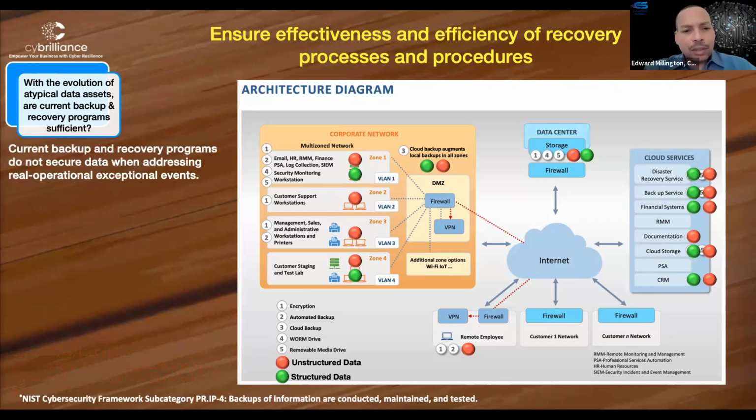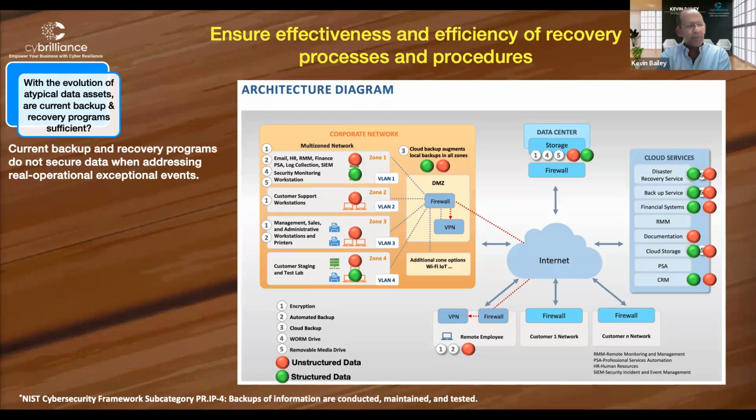Kevin, I have someone asking the question, is it easier to recover structured data versus unstructured data irrespective of size? Because I think in this one, you're more looking at the contents, but you have an answer for that?